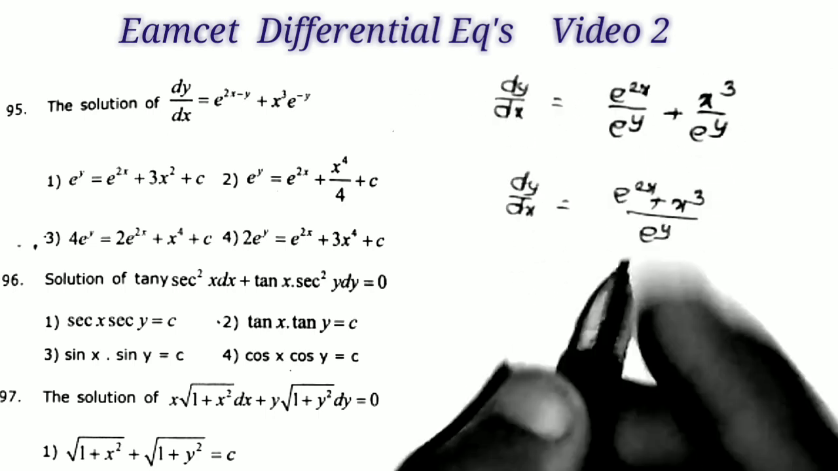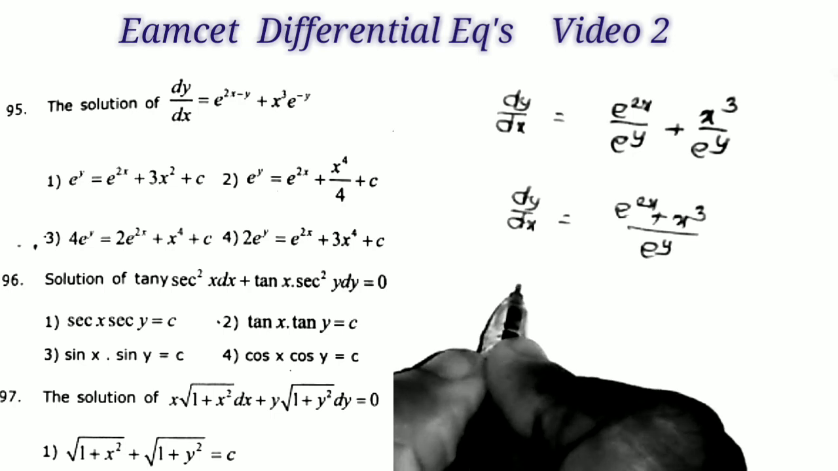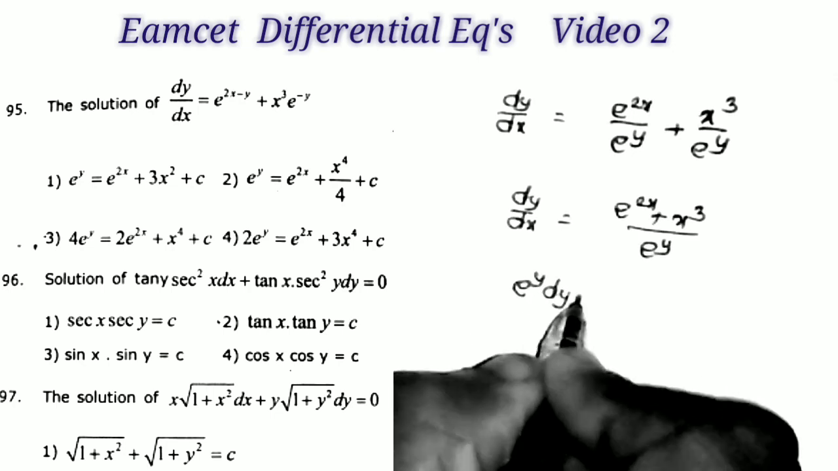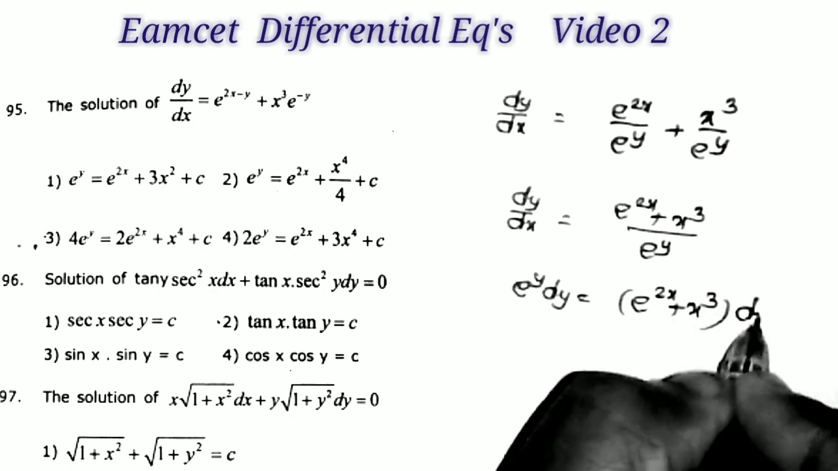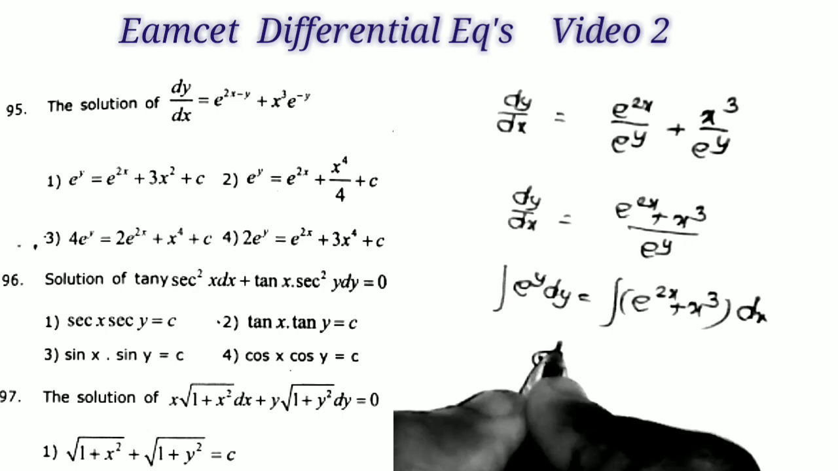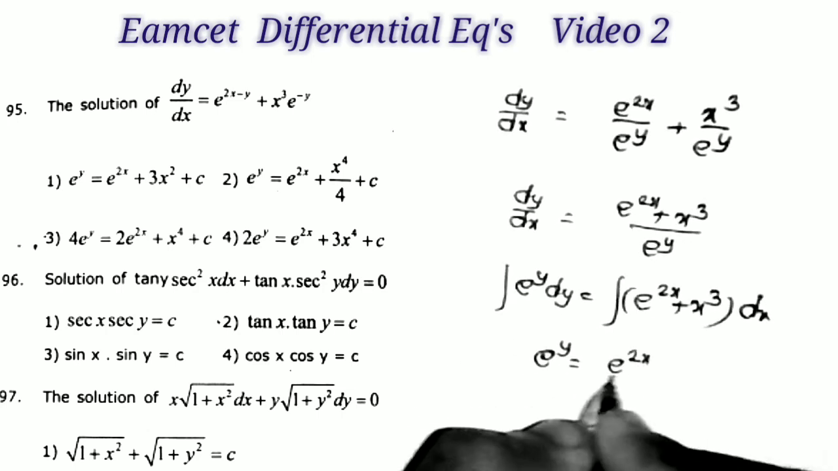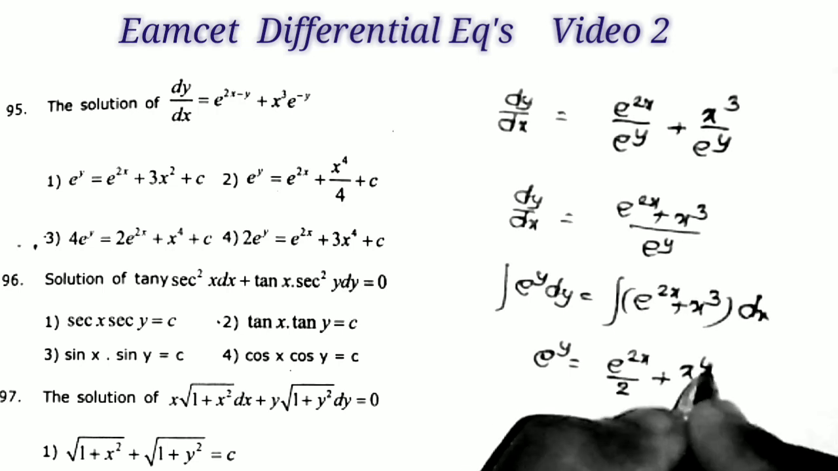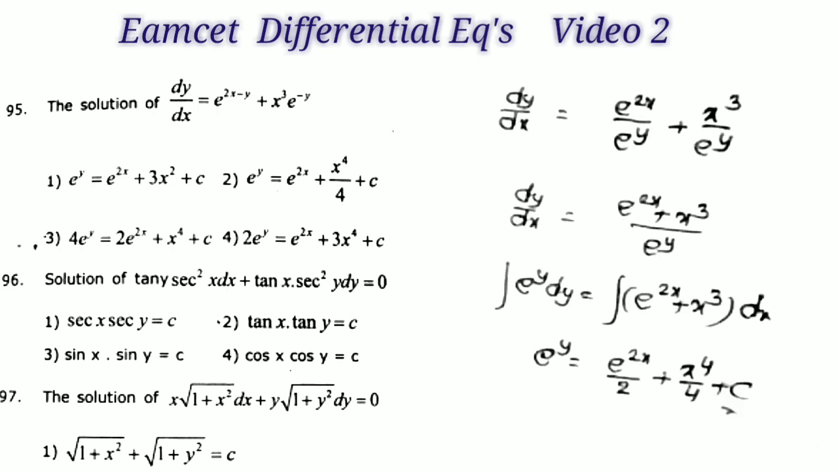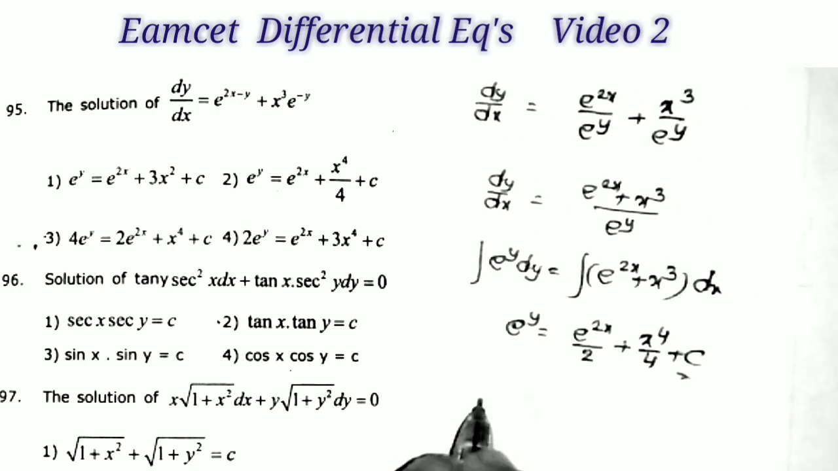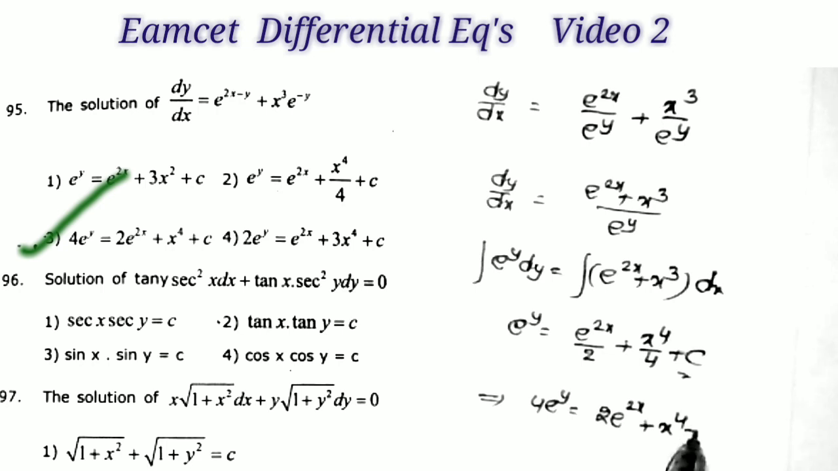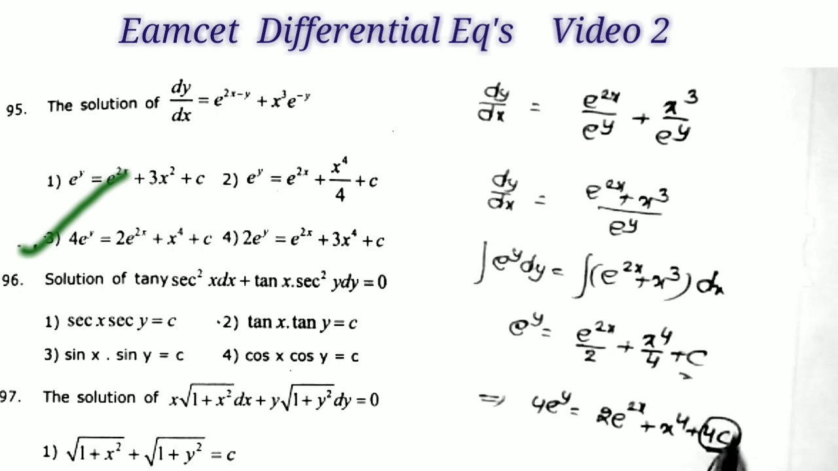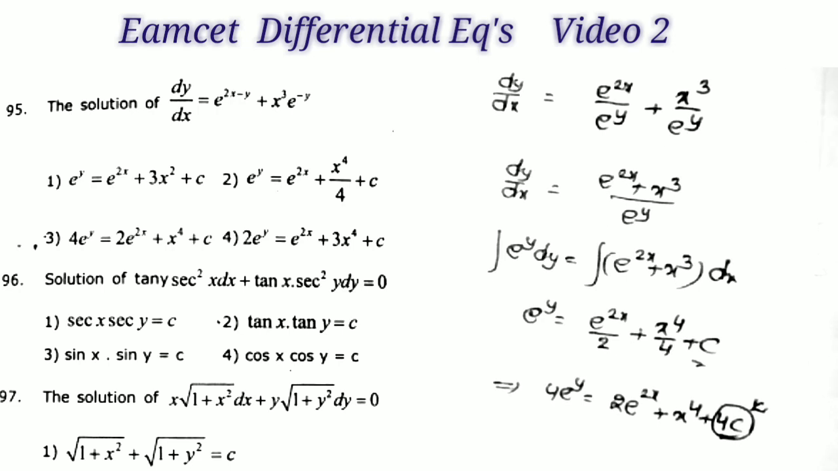Now taking the variables separately, writing the same variables on one side, that is taking the cross product: e power y into dy is equal to e power 2x plus x cube into dx. Now taking the integration on both sides: the integral of e power y is e power y, of e power 2x is e power 2x by 2, and of x cube is x power 4 by 4, plus c. Now doing the LCM, we get 4 into e power y is equal to 2 into e power 2x plus x power 4 plus 4c. We take this total value as constant k. Therefore, the answer is the third option.